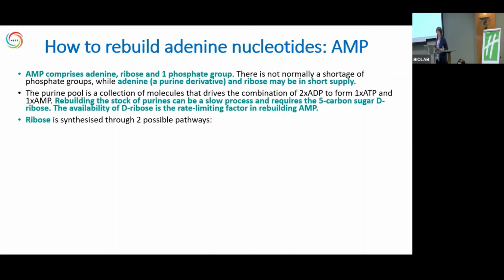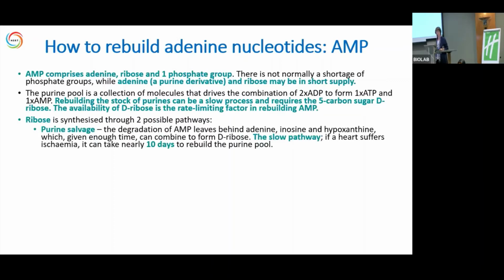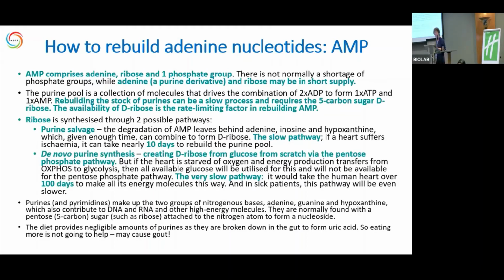So there are two possible pathways that the body can use. There is the slow pathway, which is purine salvage, and this can take nearly 10 days to rebuild the purine pool. Or there is the very slow pathway. This is de novo purine synthesis, so you're creating a D-ribose from glucose from scratch via the pentose phosphate pathway. This can take up to 100 days.